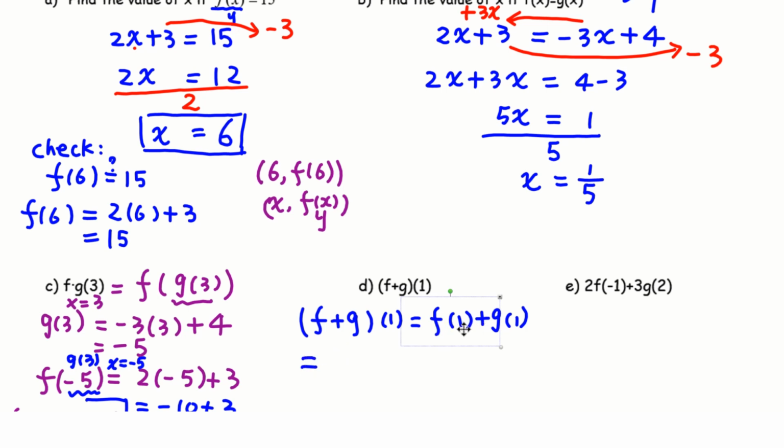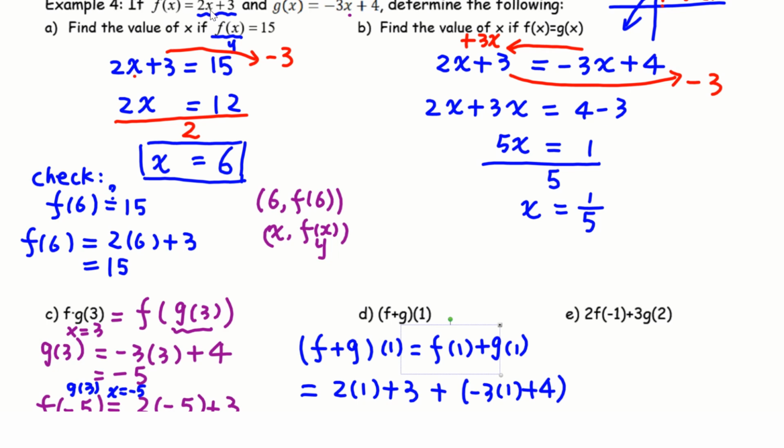So for f at 1, we substitute x equals 1 into the function f of x, which is 2 times 1 plus 3. And plus g at 1, which is negative 3 times 1 plus 4. So we replace x with 1. So 2 times 1 plus 3 gives you f at 1. And negative 3 times 1 plus 4 gives you g at 1.